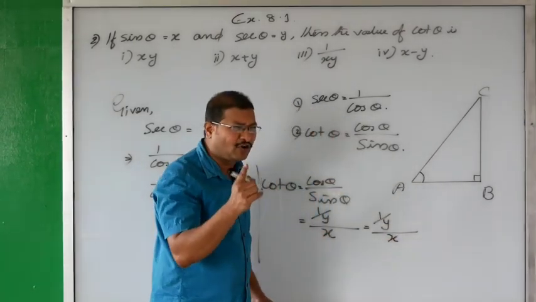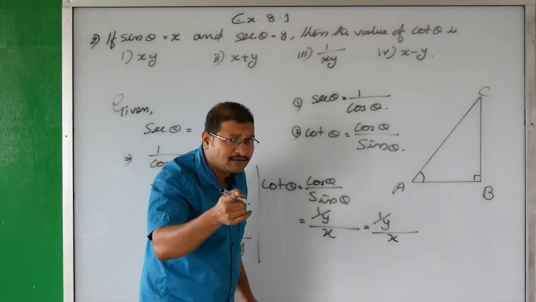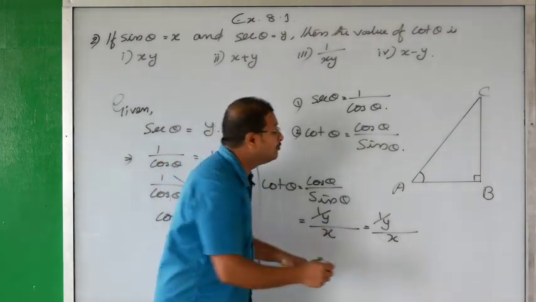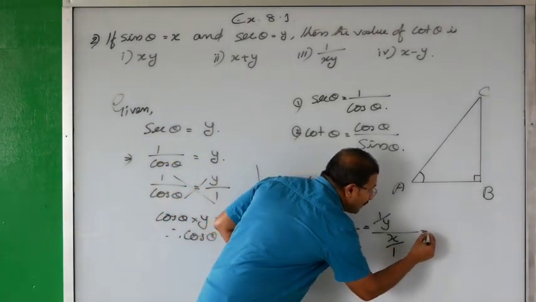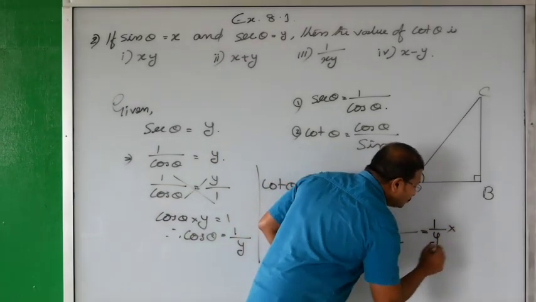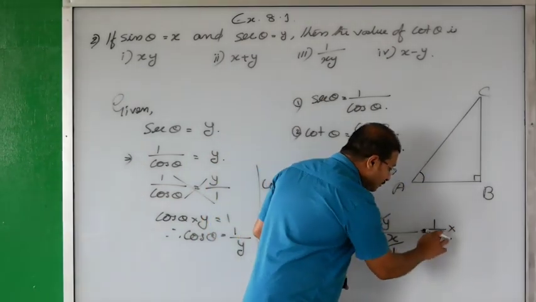You know that before I told already, 5 means 5 by 1, 7 means 7 by 1. That means x, you can write x by 1 equals. Now next step, 1 by y into.